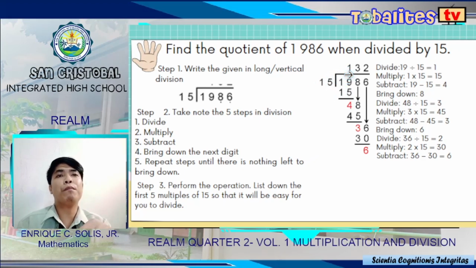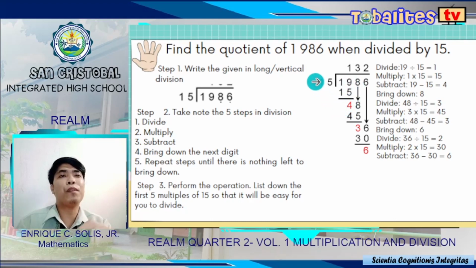After step 1, proceed with step 2. 1 times 15 is 15. After multiplying, proceed with subtracting. 19 minus 15 is 4. And then after subtraction, proceed with bring down. Bring down the next digit, 8. So we will now have 48.